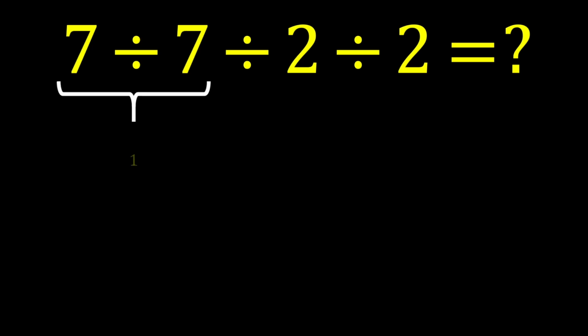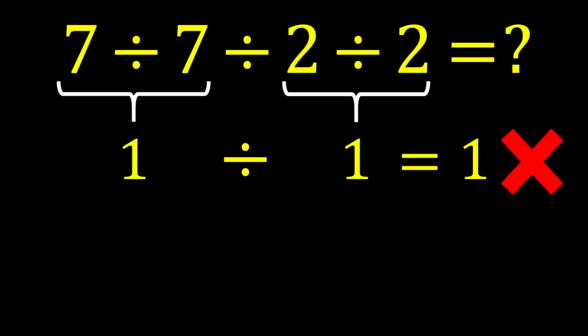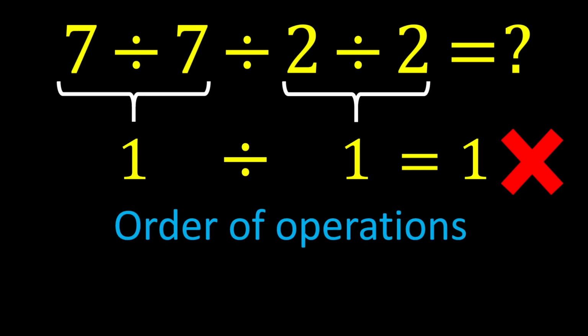7 divided by 7 equals 1, and then 2 divided by 2 equals 1, finally 1 divided by 1 equals 1. But this answer is not correct, because we did not follow one of the most important rules in mathematics, called the order of operations. The order of operations is commonly known by the acronym PEMDAS.